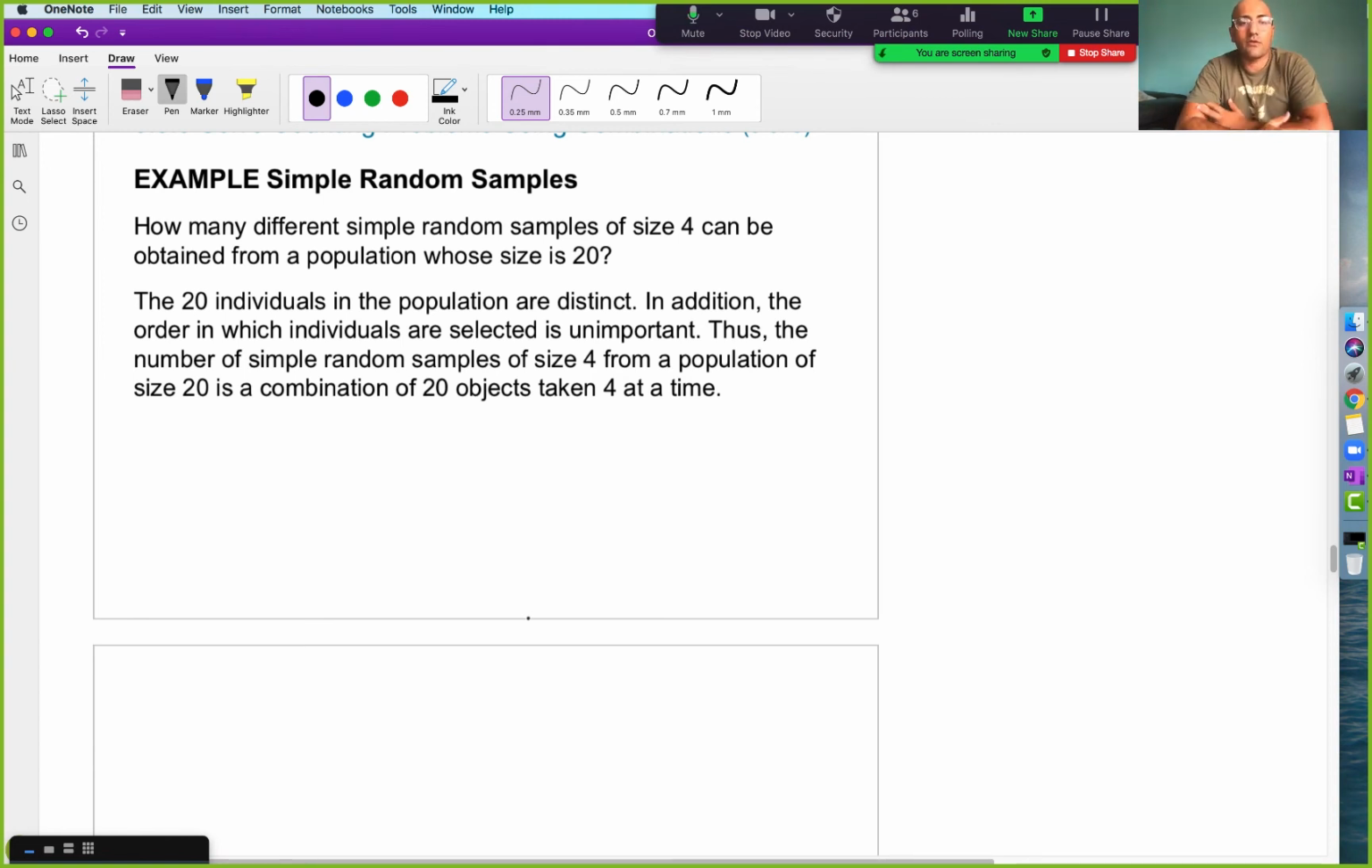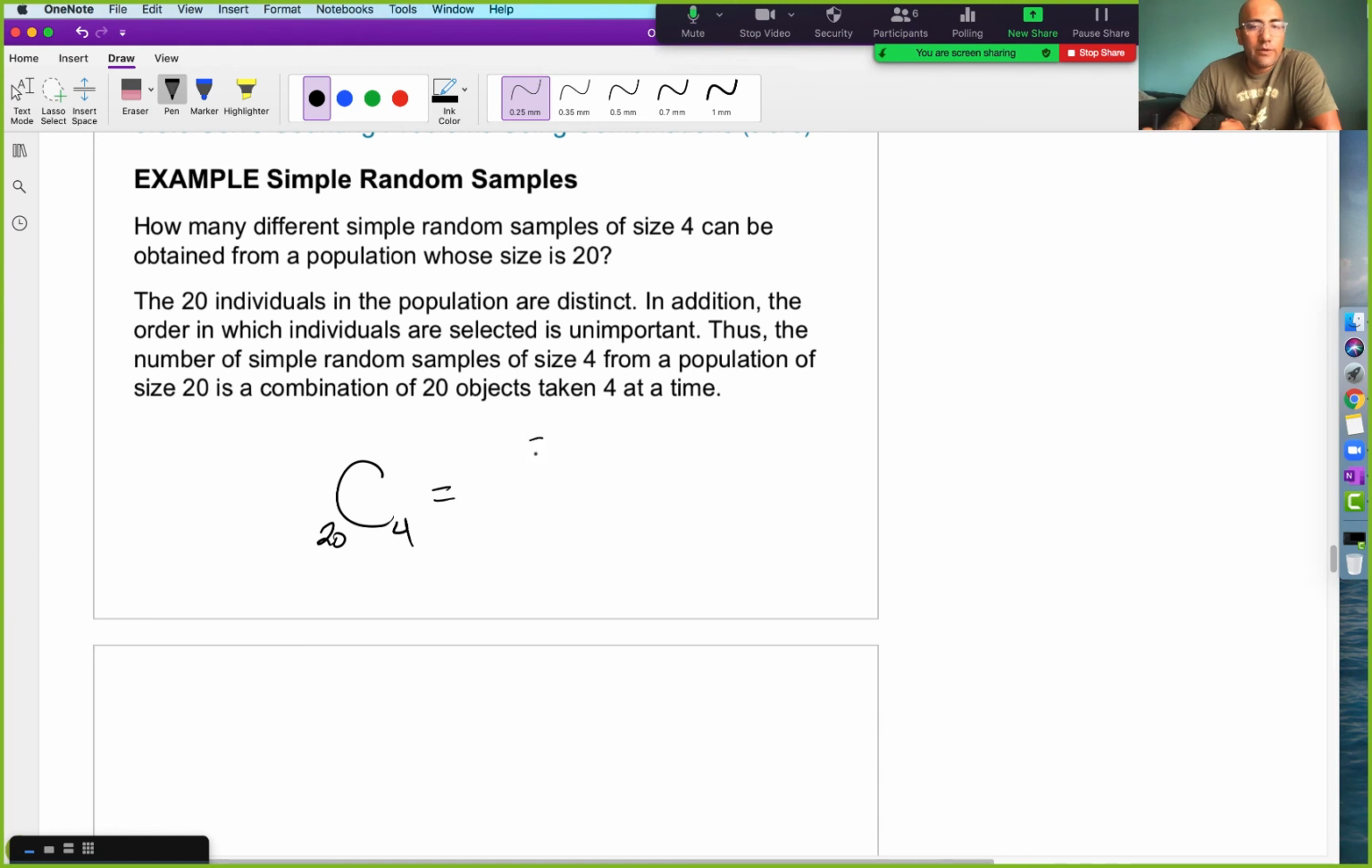So that doesn't matter. So how many different ways are there for 4 students to be picked from a pool of 20? Right? So the 20 individuals in the population are distinct. In addition, the order in which the individuals are selected is unimportant. Thus, the number of simple random samples of size 4 from the population of size 20 is a combination of 20 objects taken 4 at a time. Right? So the answer to this is combinations. Combinations of 20 choose 4.